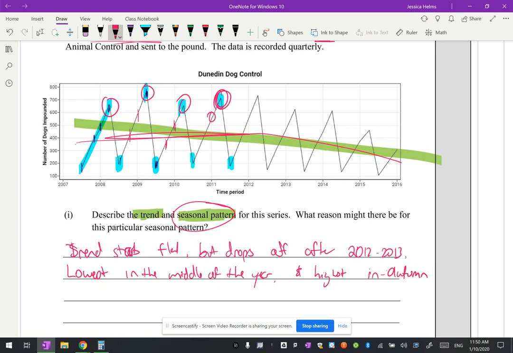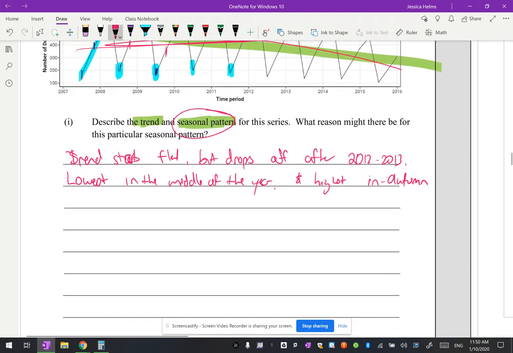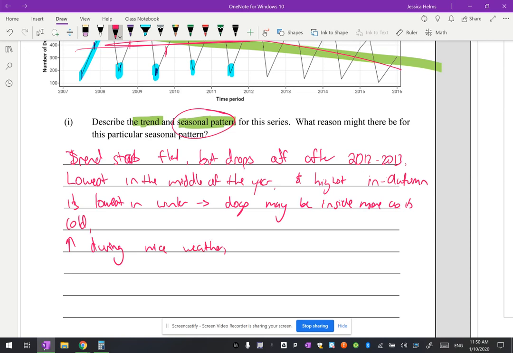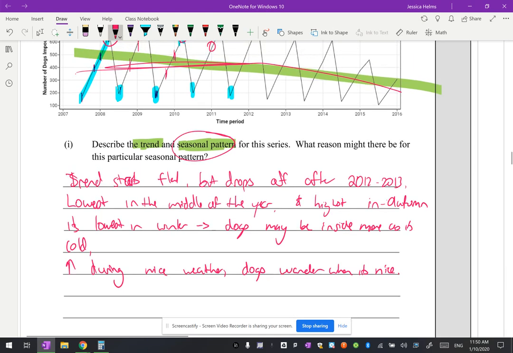Okay. So why might this be? It may be because it's lowest in winter, so dogs may be inside more as it's cold, and it's higher during nice weather. So during nice weather, maybe dogs wander when it's nice.